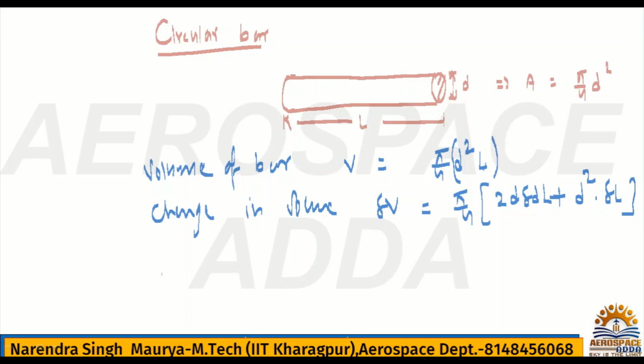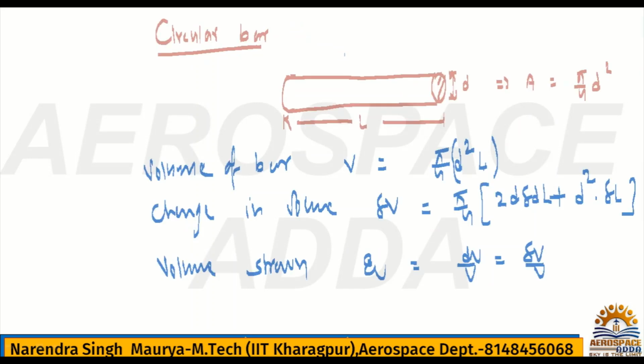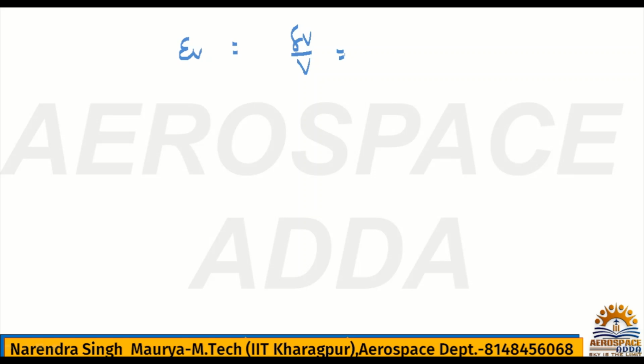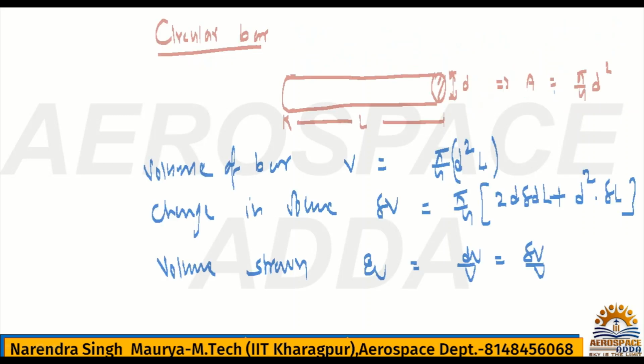Now if I ask what is the volumetric strain, epsilon V, it is nothing but change in volume by V, or delta V by V. So epsilon V is equal to delta V by V. Delta V is nothing but pi by 4, and in the whole bracket we have 2d dou d L plus d square dou L. This is the change in volume divided by the original volume. What is the original volume? Pi by 4 d square into L. Check, original volume V.